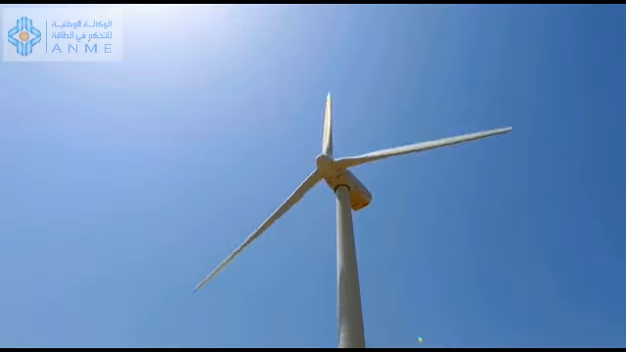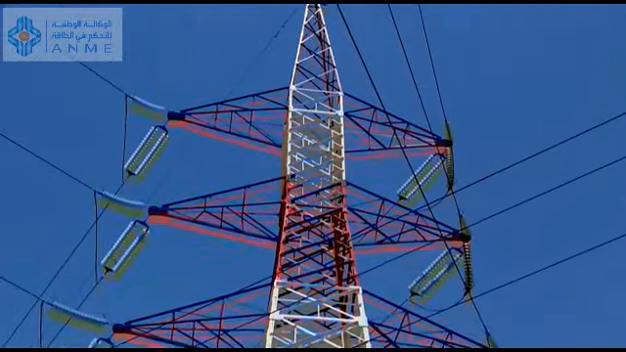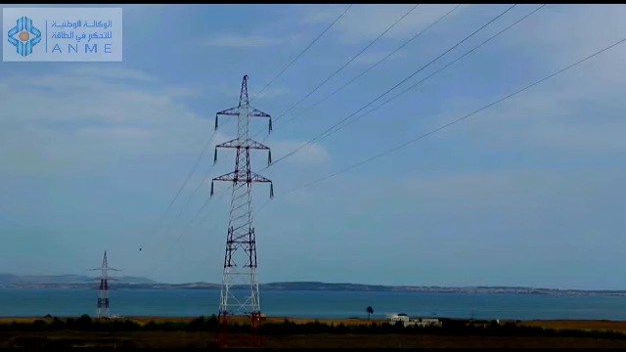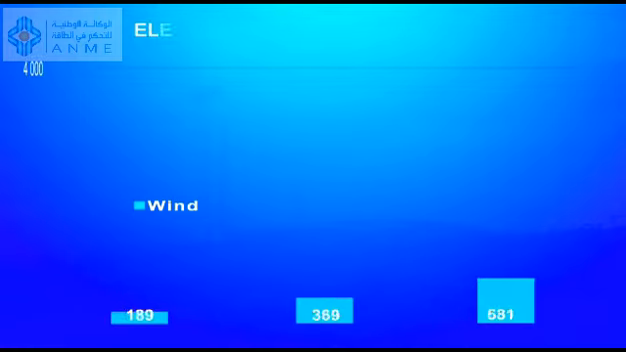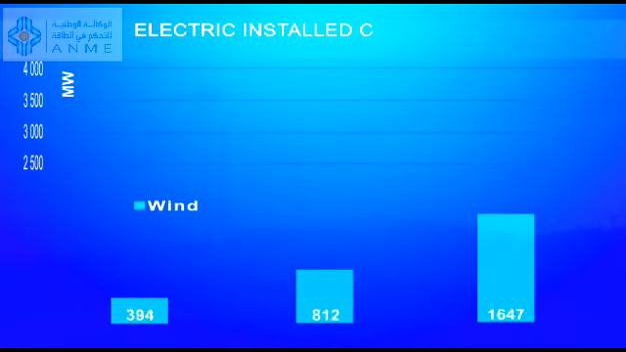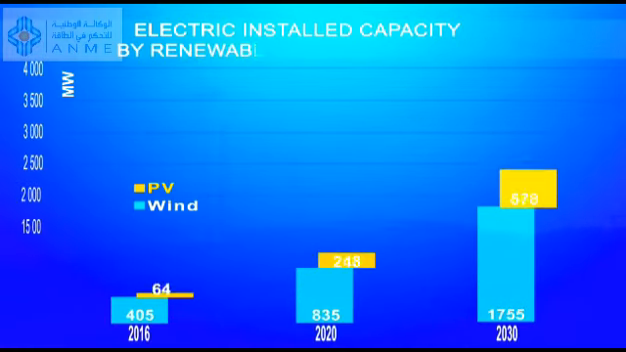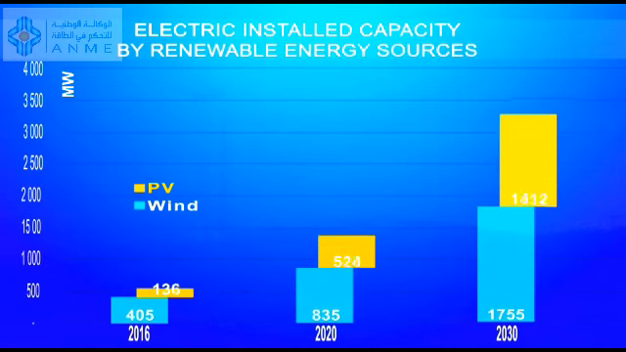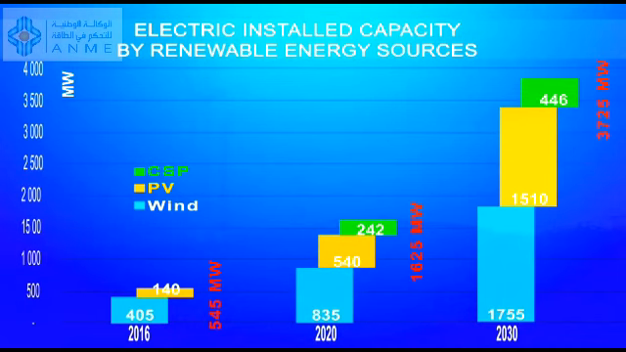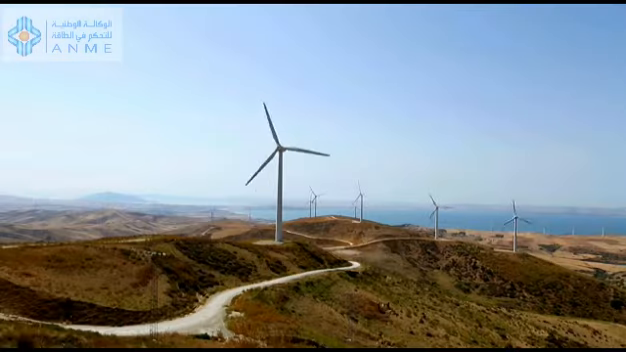In terms of installed capacity, the Tunisian solar plan expects to reach by 2030 3,725 megawatts of renewable energies capacity, of which 1,700 megawatts are coming from wind power, compared to an overall electric capacity of approximately 10,900 megawatts.